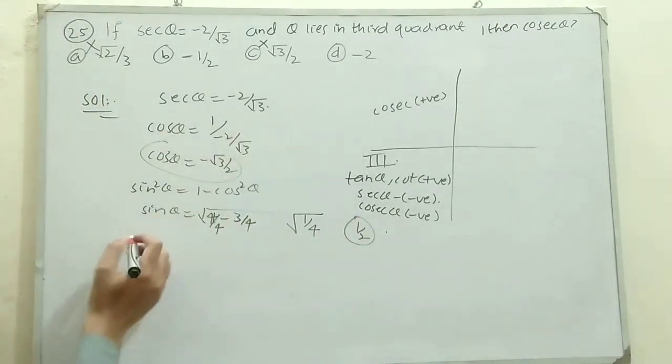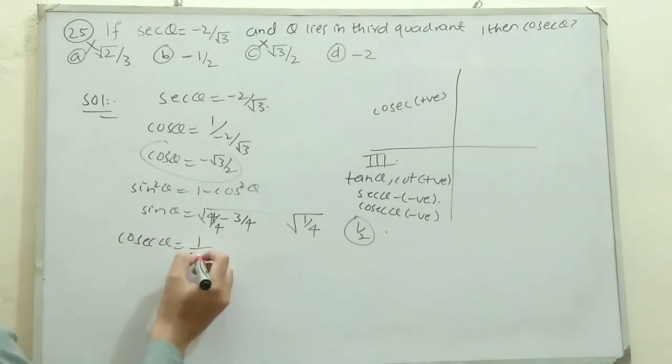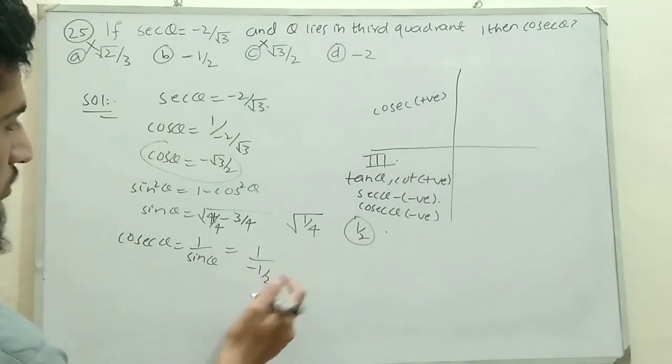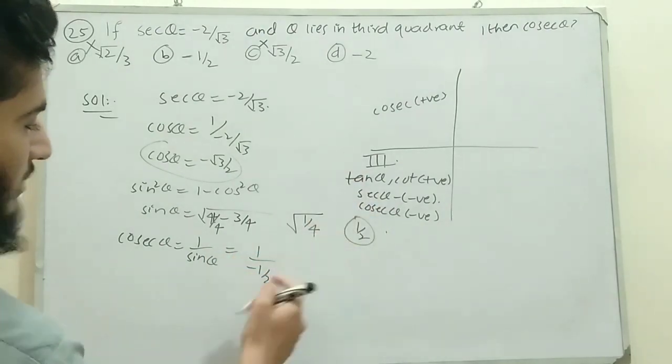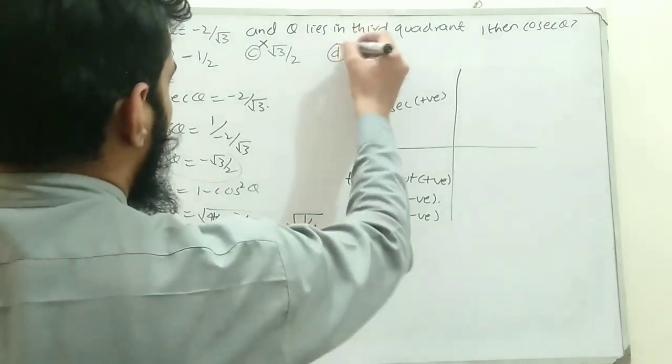Now we are interested in cosecant theta. So cosecant theta is equal to 1 over sin theta. So it is 1 over 1 over 2, negative 1 over 2, because it is negative in the third quadrant. So 1 over 2 goes to the numerator, and it becomes negative 2. So the correct option will be option number D.